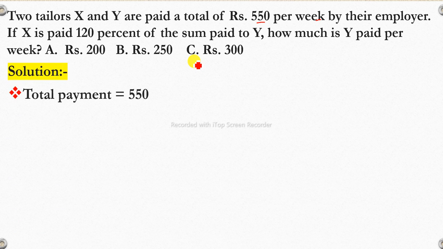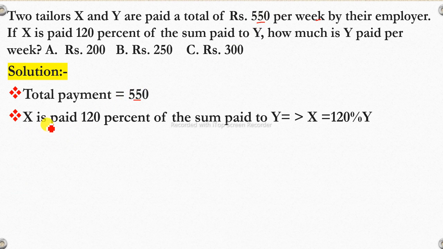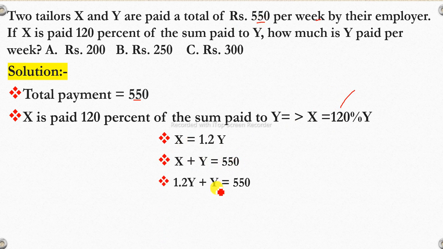So this is the solution. The total payment they get per week is 550. This is what is given here. And X is paid 120% of the sum paid to Y. This means X is equal to 120% of Y. Here 120% means 1.2 when we change to decimal. So X plus Y is equal to 550 per week.